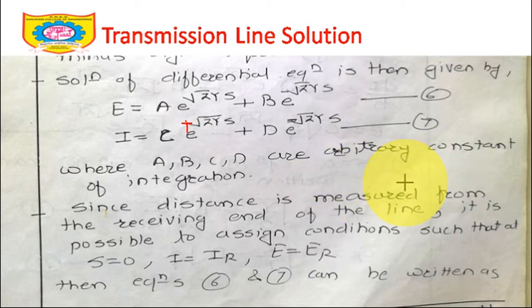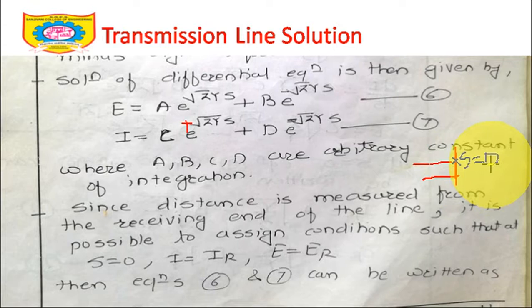Since the distance is measured from the receiving end of the line, it is possible to assign conditions such that, we already know that s is a distance measured from the receiving end. If this is a transmission line and s is a distance, then when s is equal to 0, at this particular point the length s is equal to 0, that means I am exactly at the receiving end of the transmission line, or exactly at the load end of the transmission line.